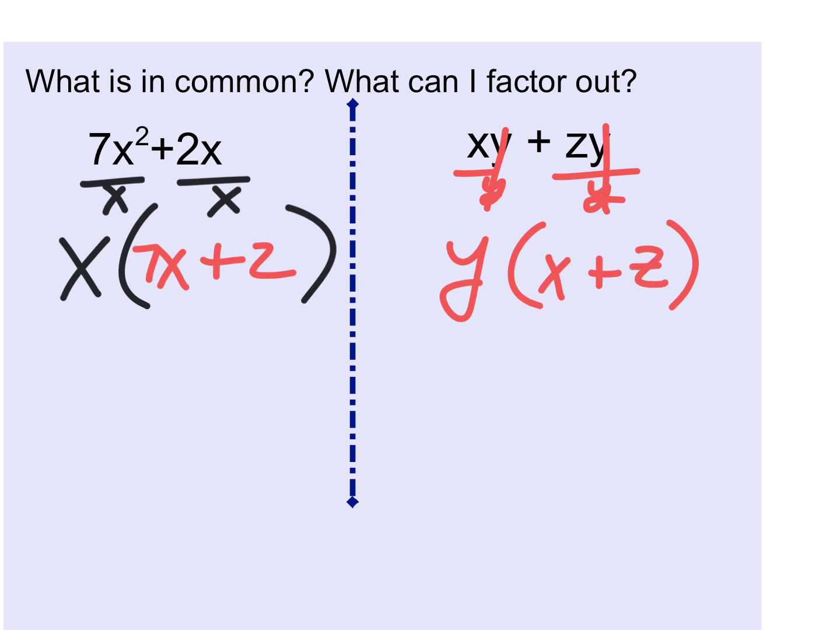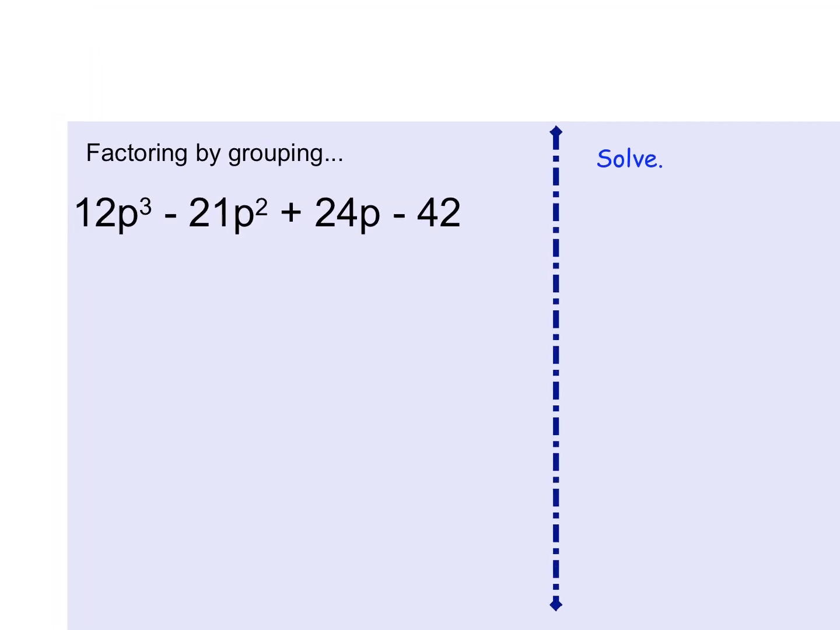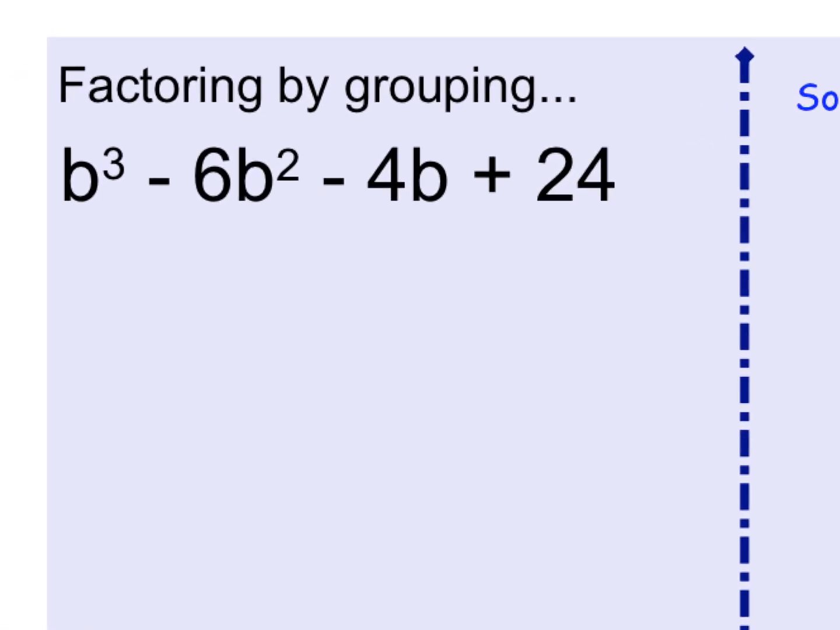All right. And here's the factor by grouping kind that we have practiced. This is a gross one. In fact, so gross, we're just going to skip it. Go to this one, please.